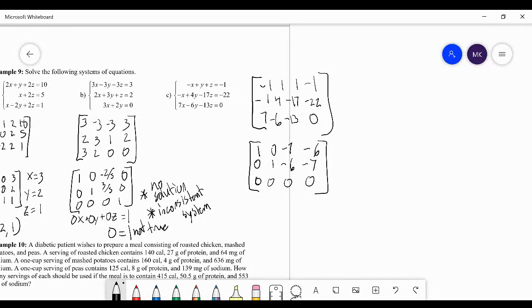We're going to think about putting this back into a system of equations. The first two equations: x minus 7z equals negative 6, y minus 6z equals negative 7. Those are pretty straightforward. It's that last row. Notice we again have 0, 0, 0, which we know from part B gives us 0x plus 0y plus 0z, which is just 0. This gives me an equation of 0 equals 0. Well, that's true.